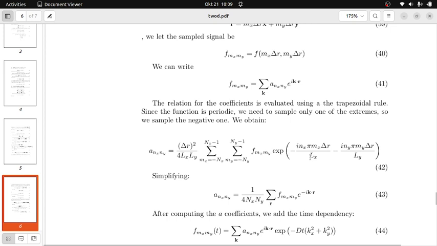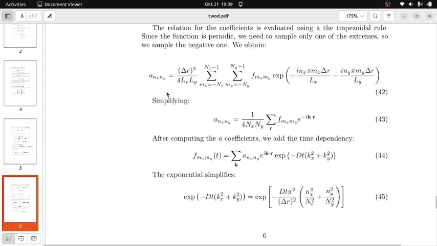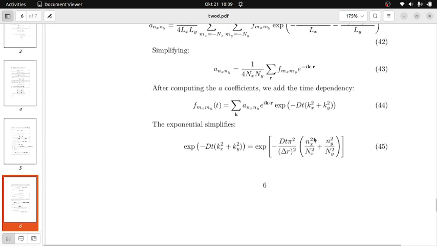And again, if you remember in the 1D case, we had to approximate the integral by the trapezoidal rule, right? And if we do the same here, we get the sampled signals, and then after the dust settles, we have a of nx and ny equals 1 divided by 4 large nx large ny, sum over all r's, f of mx and y, e to the minus ik dot r, right? And after we compute the A coefficients, we can add the time dependency, that exponential factor that we talked about earlier, to solve the problem.